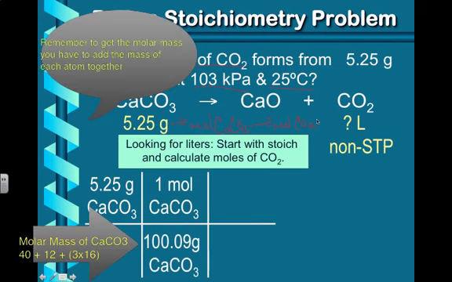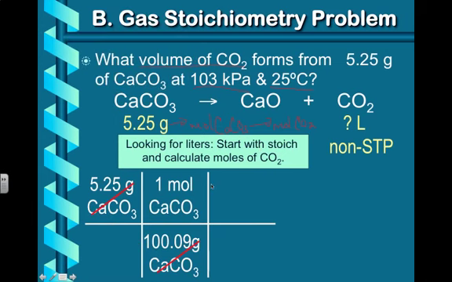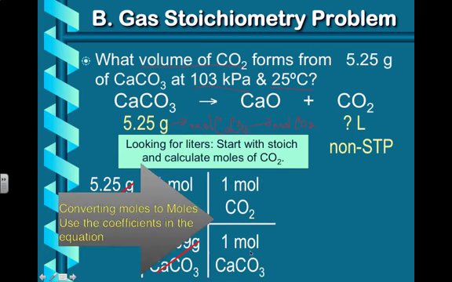So I'm going to convert to moles. I use the molar mass in order to go from grams to moles. My grams cancel. Now I'm going to go to moles of CO2. So moles of CO2 will go on the top. Moles of calcium carbonate will go on the bottom. Anytime that you have moles to moles like this, you use the coefficients. And it's just 1 to 1 and everything here. So these numbers came from the coefficients.